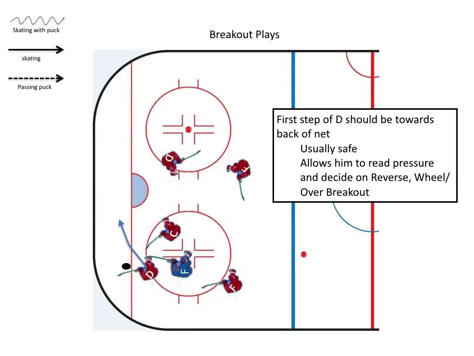This video describes our breakout process. If we get the puck anywhere below the face-off dots, or certainly below the circles, the first step of the defenseman needs to be towards the back of the net. There's a couple of reasons for this. The first is that it's usually safe.